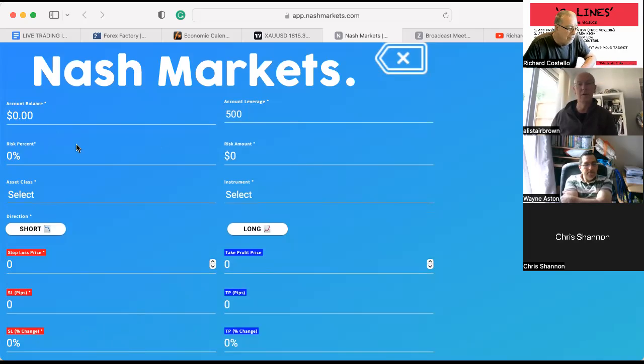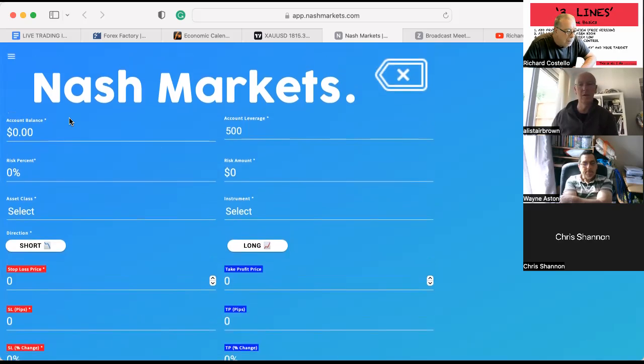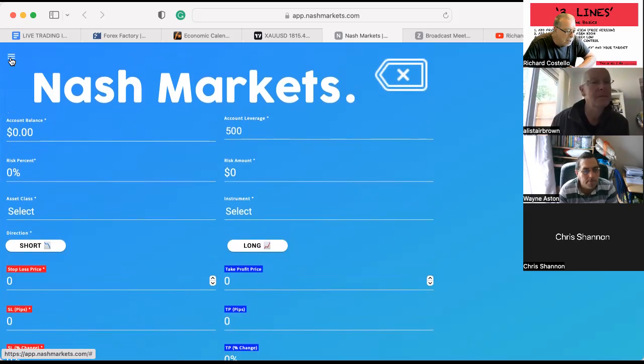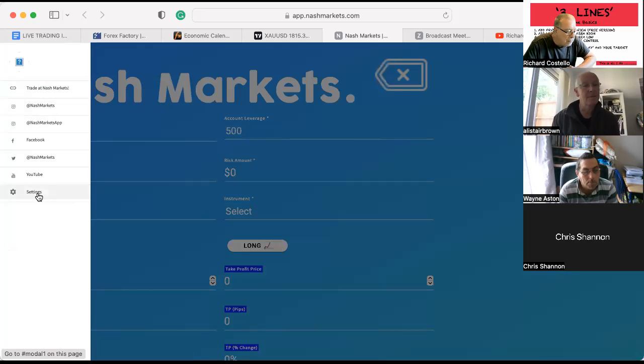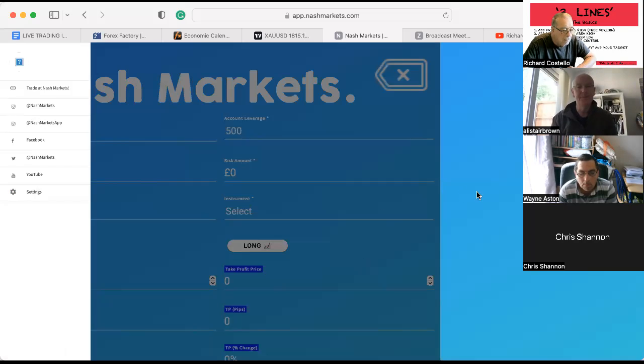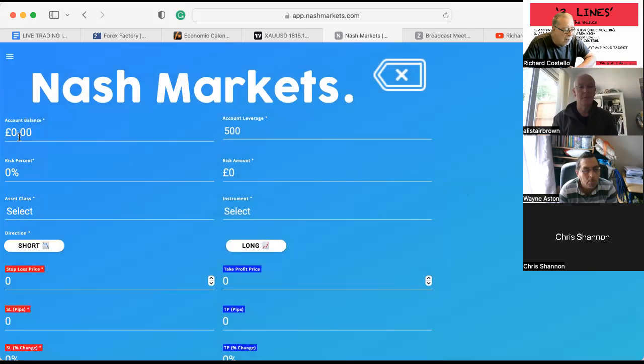So very quickly, very briefly, I believe it's called Nash Markets Position Size Calculator. There's a little hamburger at the top where you can change the settings. So if you click on that and go down to settings, it allows you to choose your currency, or the currency that your broker account is in. So if you wanted, for instance, to change it to British pounds, you would set it there and it would show you all the information in British pounds. So I'm going to try and find out what my lot size should be on this next trade that I'm going to do.